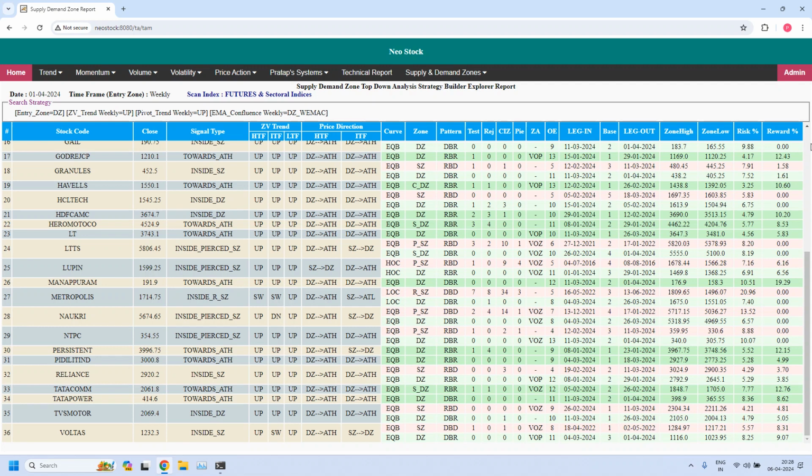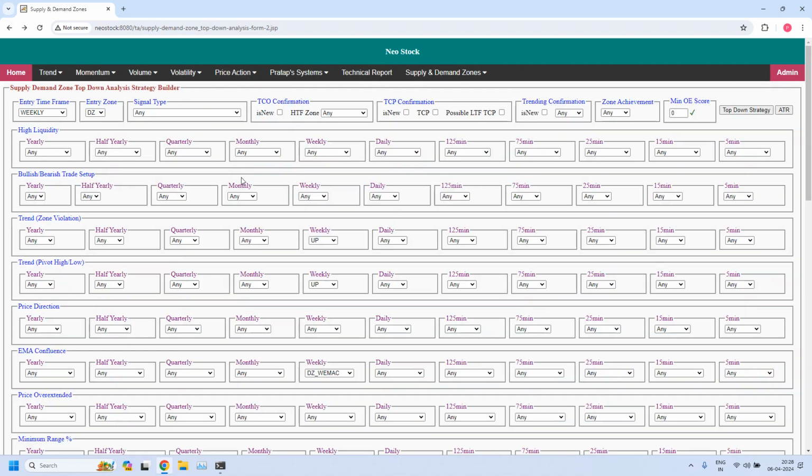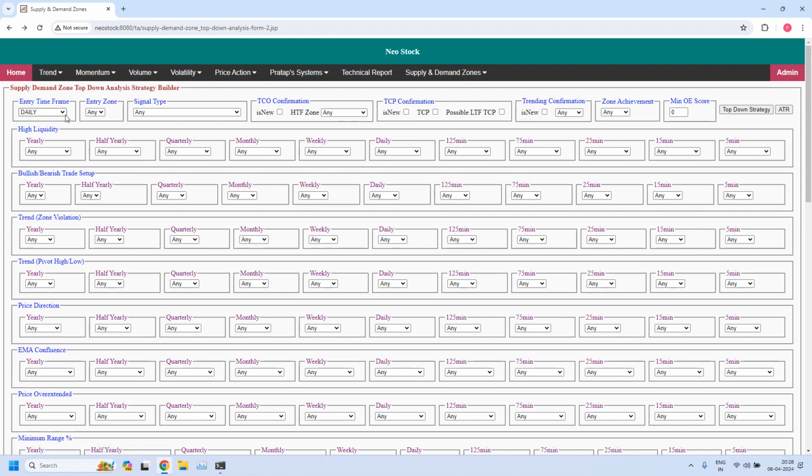Okay, exactly the same way. What we do, we'll identify, for the weekly time frame, supply zone EMA Confluence. So the entry zone should be a supply zone, and in EMA Confluence weekly time frame we are selecting supply zone with weekly EMA Confluence.